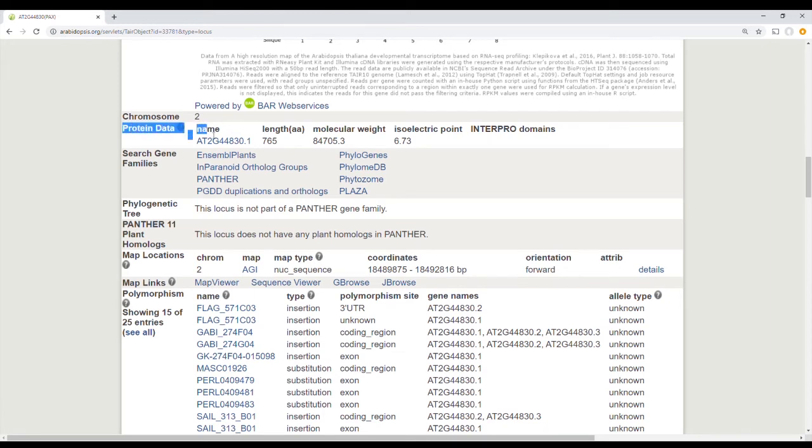This also provides you with protein data. For instance, the protein product is 765 amino acids long. The molecular weight is 84,000 Daltons, and this protein has an isoelectric point of 6.73.